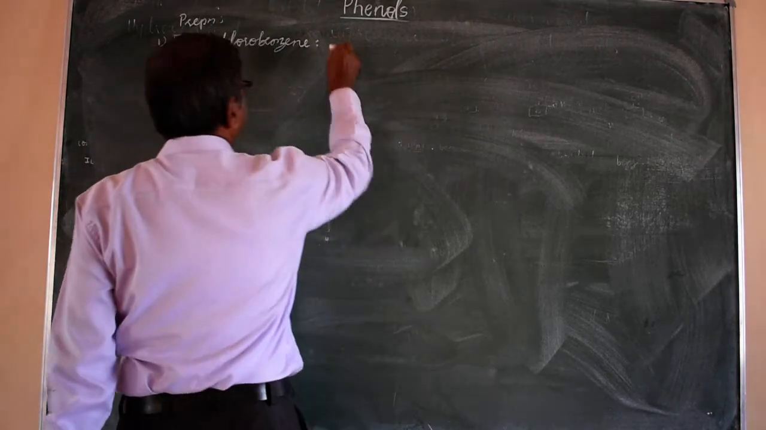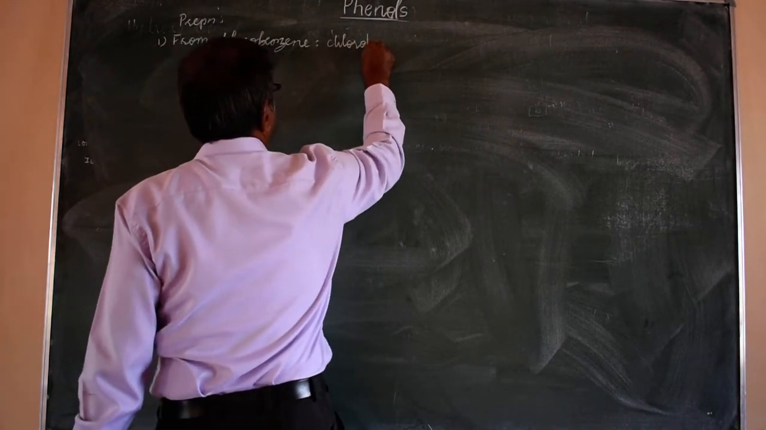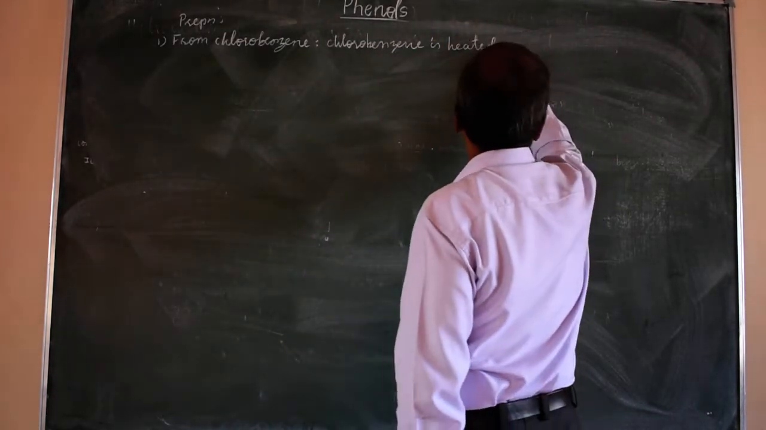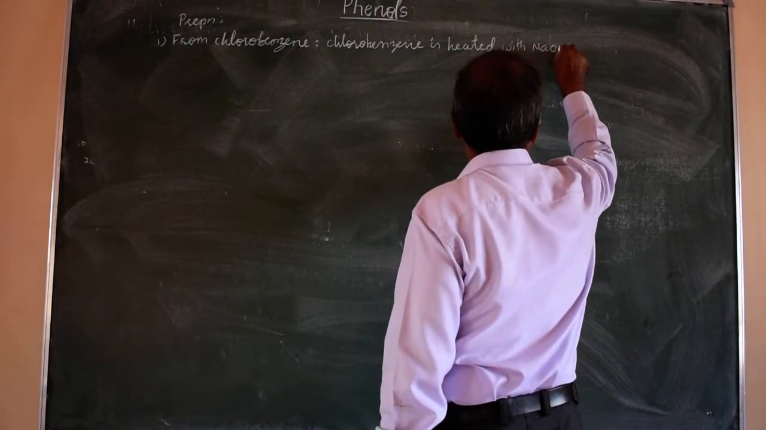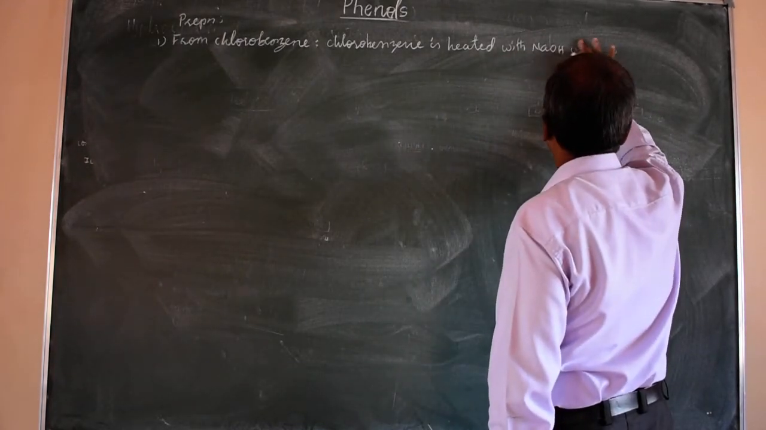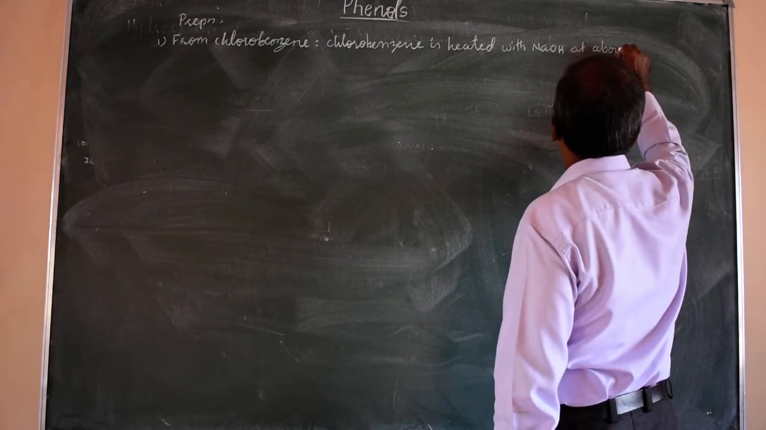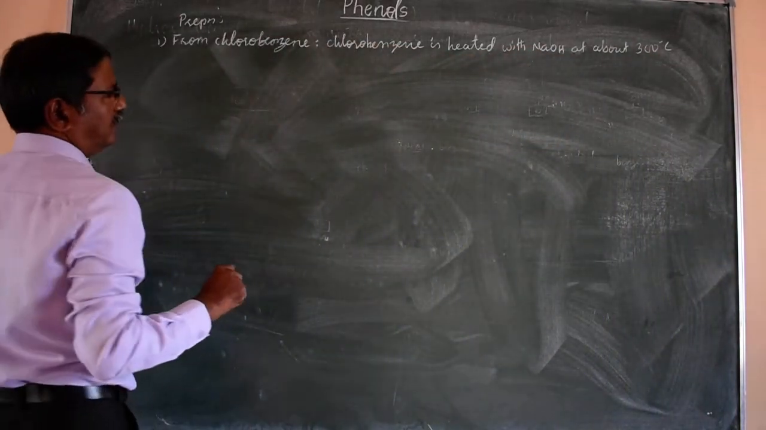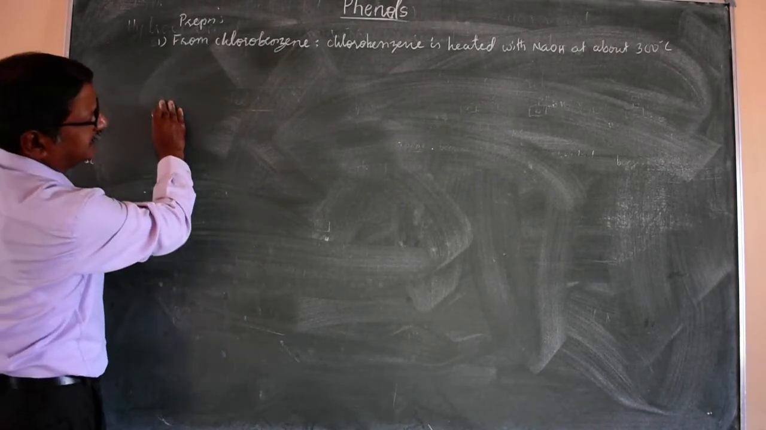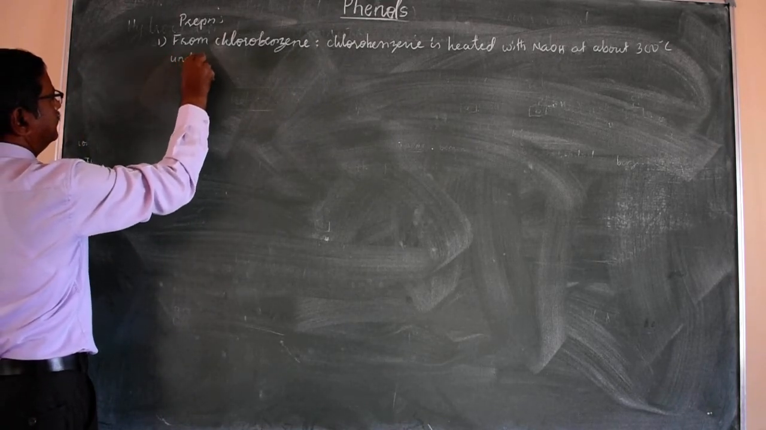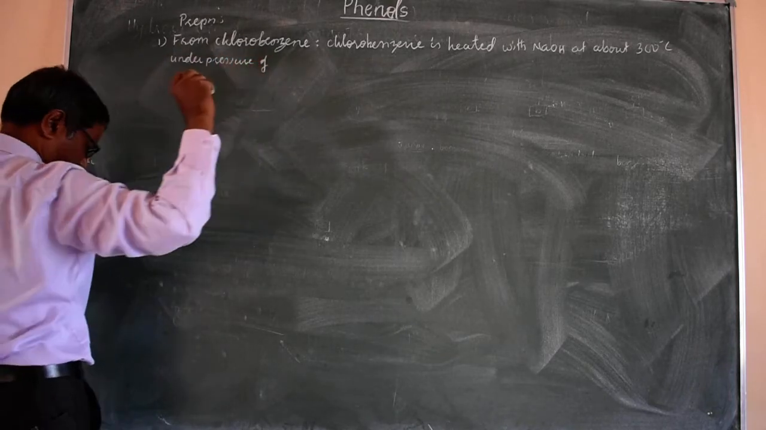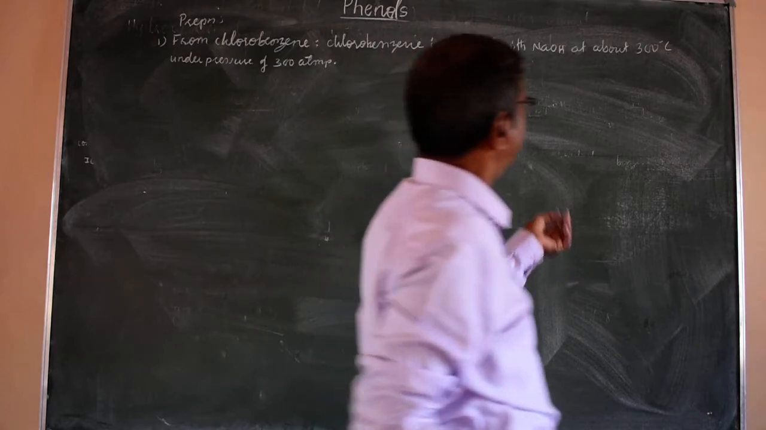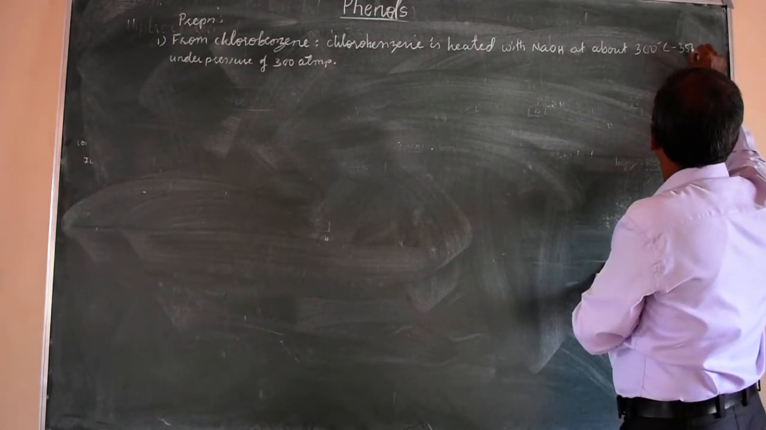So chlorobenzene is heated with NaOH under pressure, at about 300 degrees Celsius, or 573 to 673 Kelvin, under a pressure of about 300 atmospheres. It may be 300 or greater, at a pressure of about 300 atmospheres and 300 to 350 degrees Celsius.